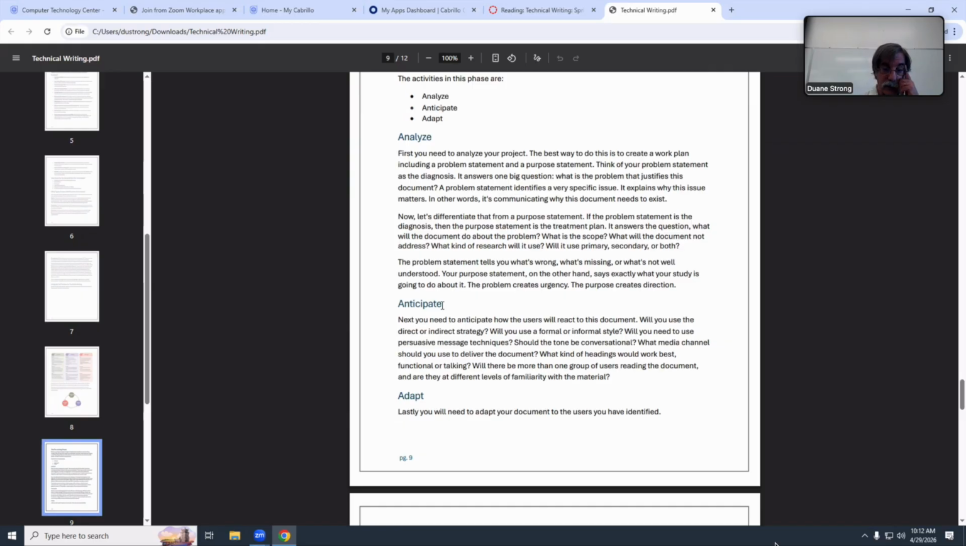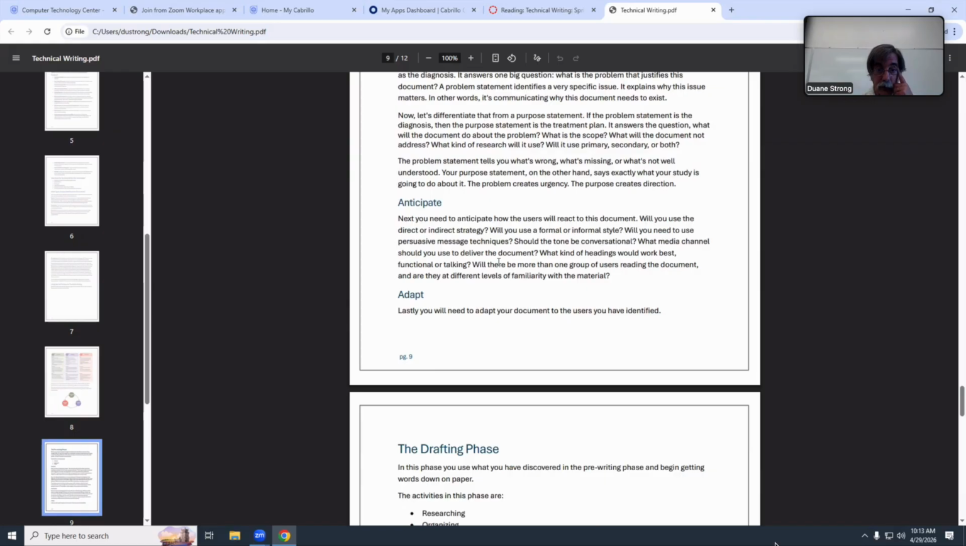And then the anticipate activity. Now that you've done that, the next thing you need to do is anticipate how the user is going to react to this document. Are you going to need to use the direct or the indirect strategy? Are they going to be accepting of the information, or are they going to push back? Are you going to use a formal or informal writing style? Are you going to need any of your persuasive messaging techniques? Should your tone be conversational? What media channel are you going to use to deliver this? Is this going to be a paper document, an electronic document, an email? Maybe it's just a PowerPoint presentation. Maybe it's just an infographic.